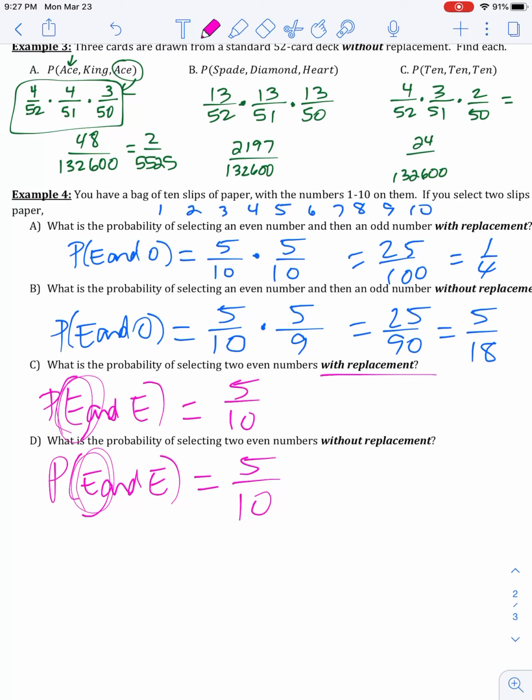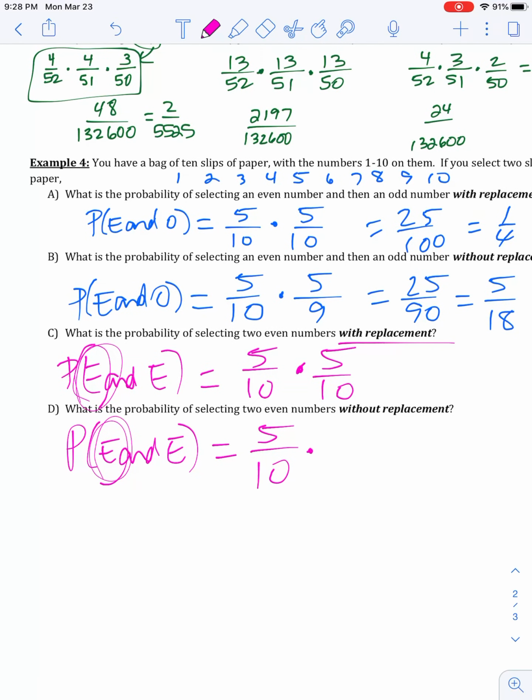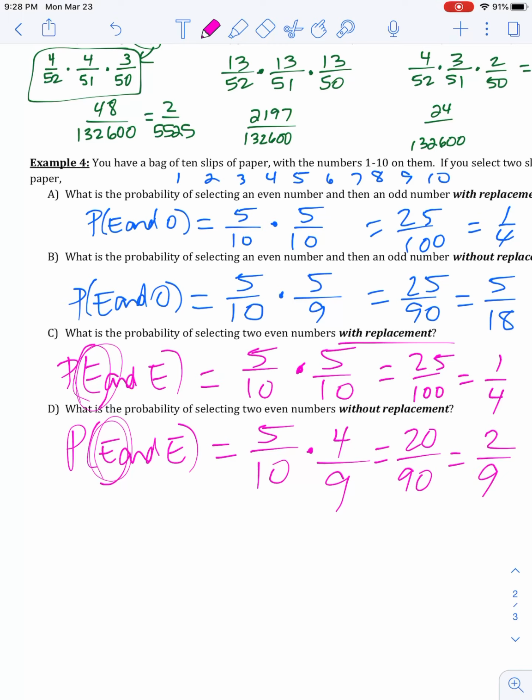Now, if I replace it and put it back, then the chance of the next one being even is the same thing, 5 out of 10. But if I don't replace it, now I only have 4 evens left out of 9 because I picked an even already and I didn't put it back. So there's only 4 evens left out of 9 cards left. So when I multiply in part C, I get 25 hundredths, which is 1/4. And in part D, I get 20 over 90, which reduces to 2/9.